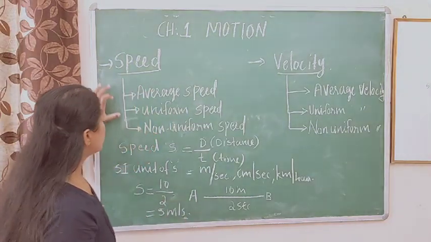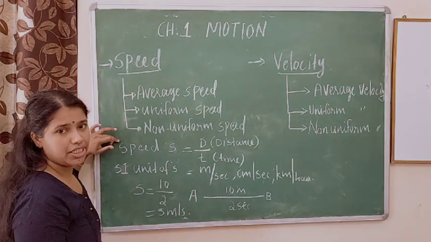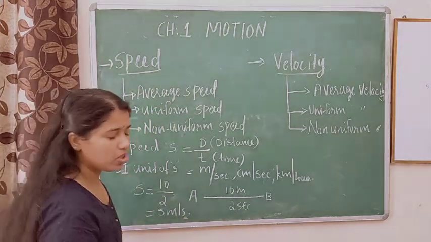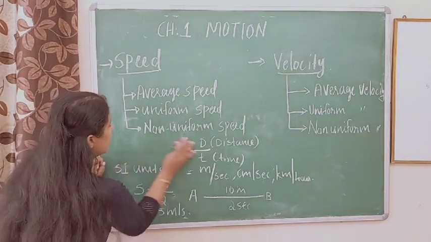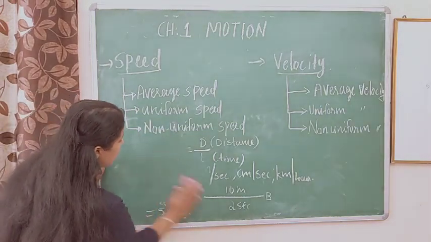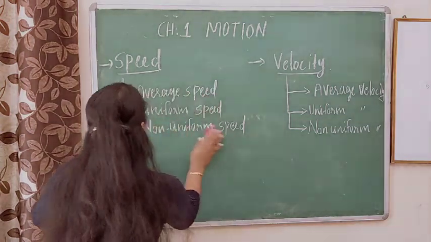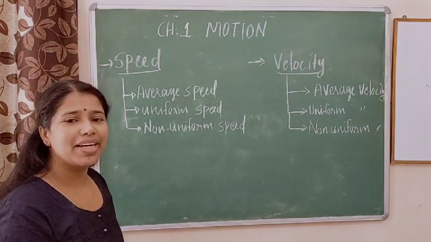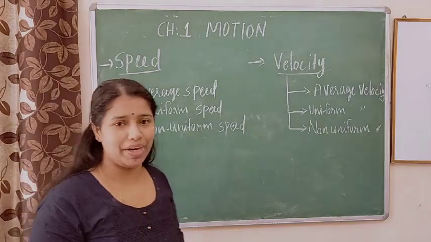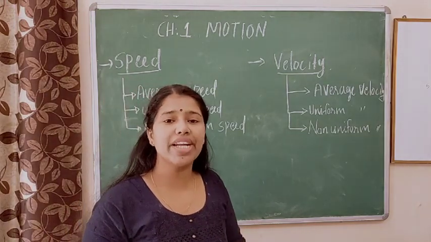Next, what are the types of speed? Speed is of three types. First is average speed, second is uniform speed, third is non-uniform speed. First, average speed.